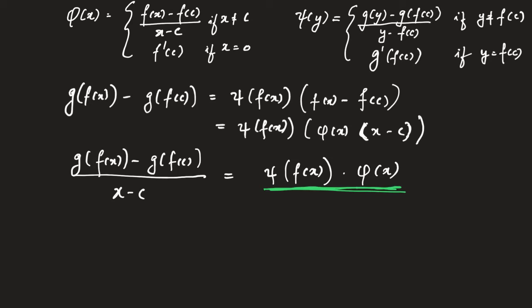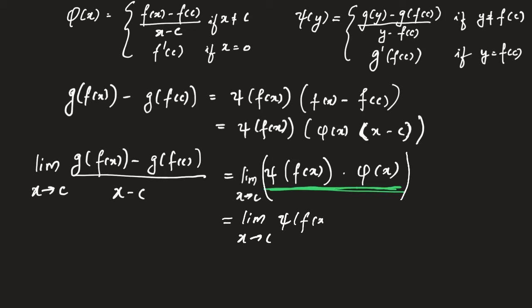Correct? Hence we can take limit x tends to c of this. So this limit exists because the limit on the right hand side exists. Understand? So hence I can take limit x tends to c here. But if we take limit x tends to c of this quantity, what do I get? By limit of product is equal to product of limit, I get that this is equal to limit x tends to c of psi of f of x into limit x tends to c of phi of x.